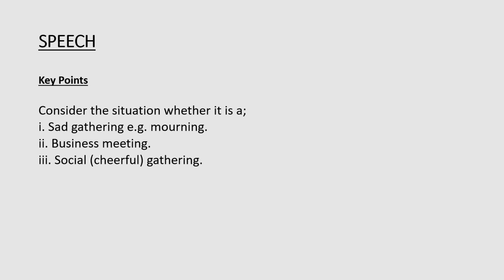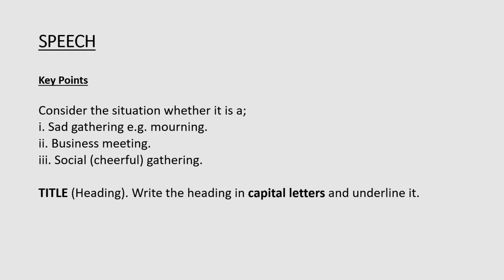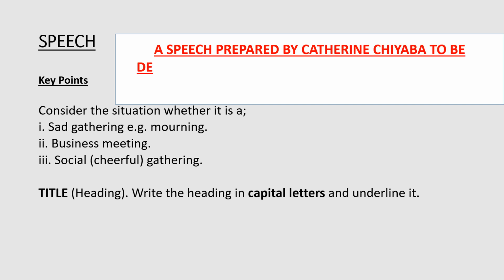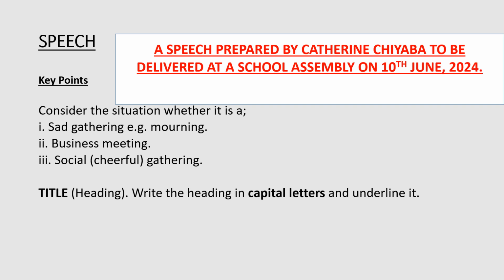Okay. So what other thing was I supposed to consider? So the first thing is the title. So you write the heading or title in capital letters and underline it on top of your work. Okay. An example is this: a speech prepared by Catherine Chiaba to be delivered on a school assembly on 10th June 2024. So this is how a title should be phrased. Okay, so it can vary here and there, but this is the standard.